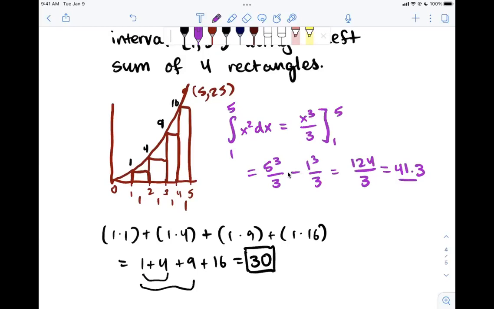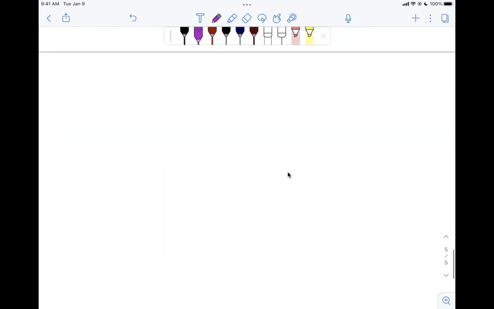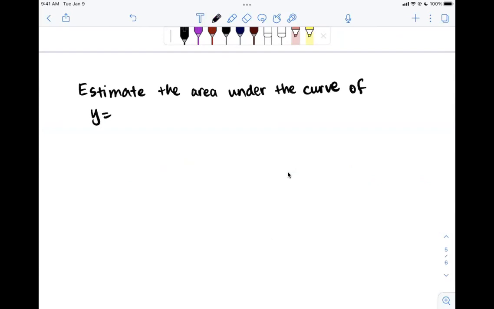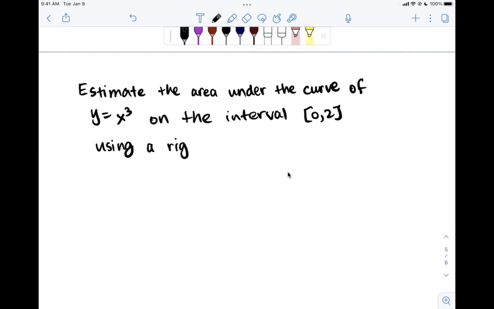All right, let's do a couple more examples. Here's one more. So again, we're going to find or estimate the area under a curve of the function y equals x cubed on the interval from 0 to 2, using a right sum of 4 rectangles. So again, I'll pause for a few minutes, so see if you can work this out on your own.